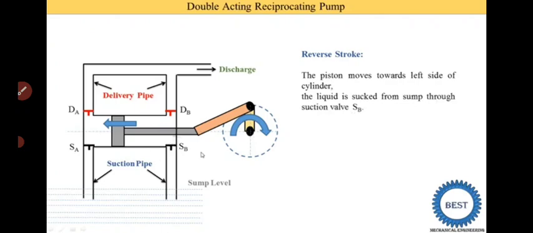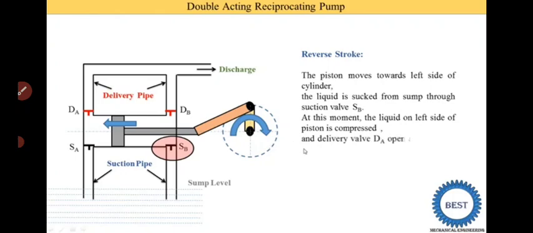Okay, so vacuum is created and this SB valve is open, and on the right side of this piston suction takes place. And on the left side what happened? On the left side water is already available from the forward stroke. Okay, so at that time the liquid on the left side of the piston is compressed, and due to this pressure the suction valve remains closed.